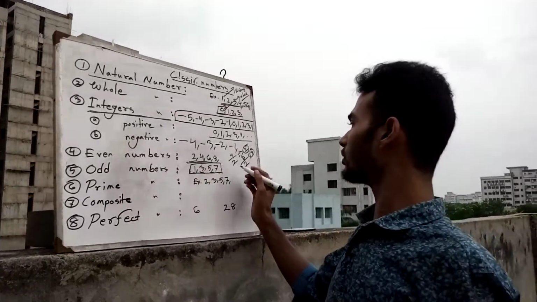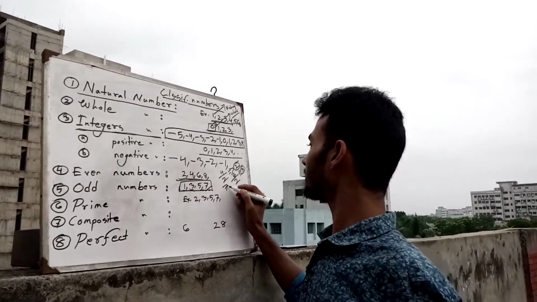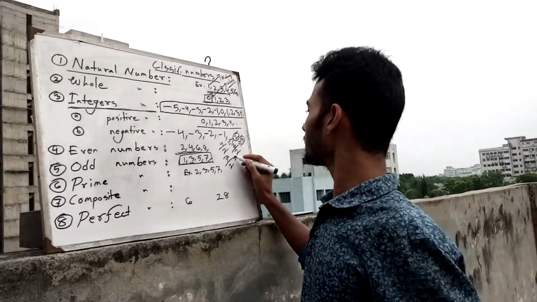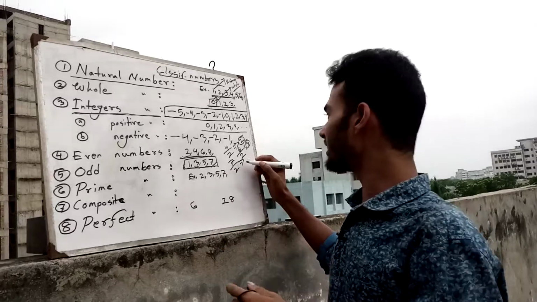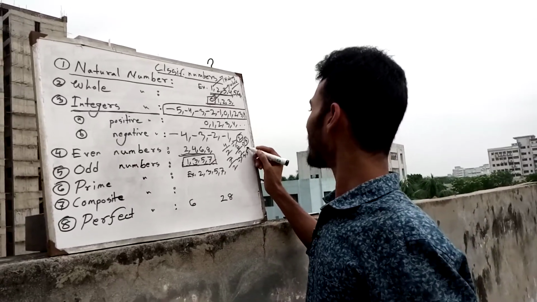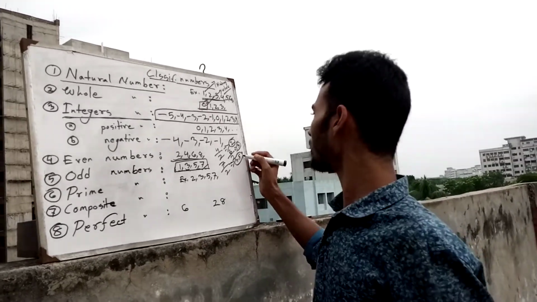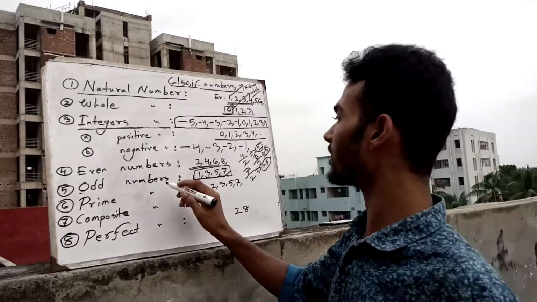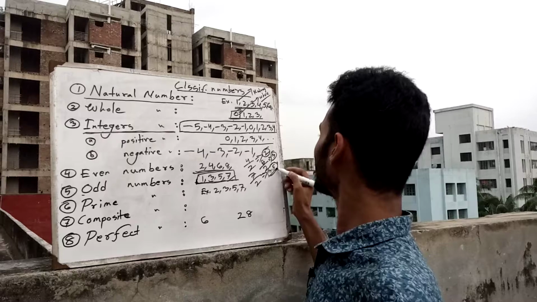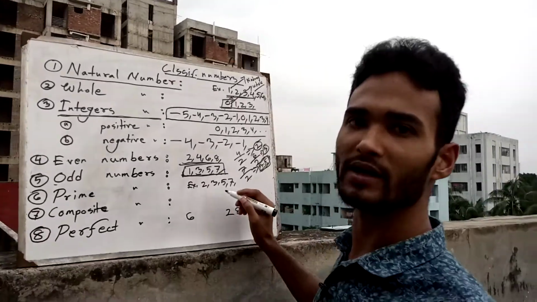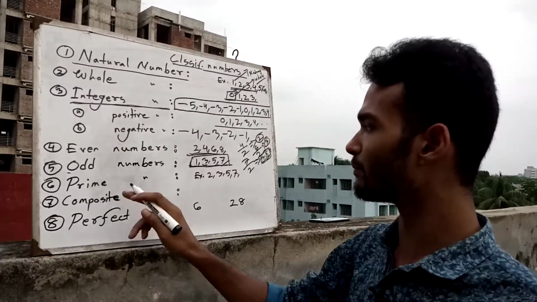Here you may check, we cannot divide 7 by 2. If we divide it, then we will find a fraction. A fraction is not allowed to be an odd number. That is why 1, 3, 5, 7 cannot be even numbers. This is a fractional number. Then go for the prime number.